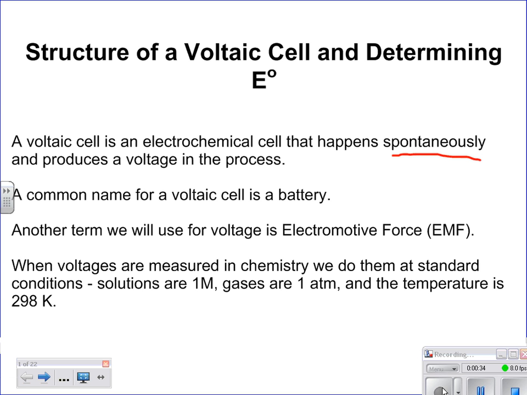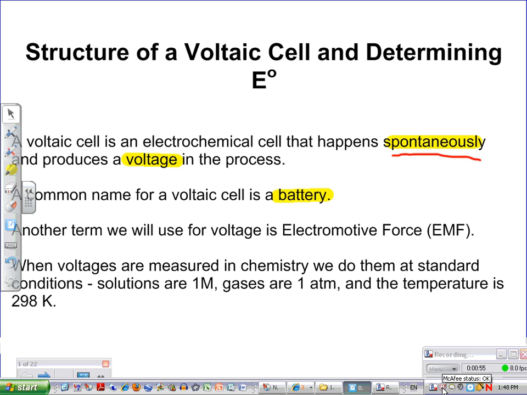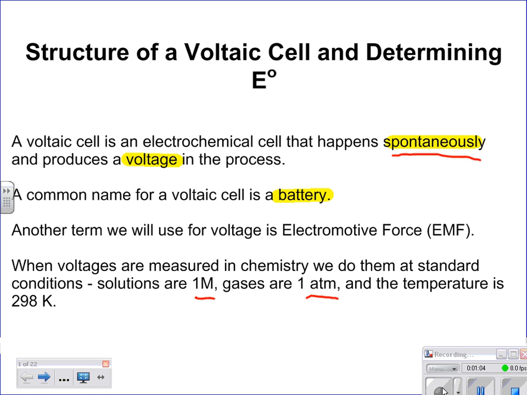And in the process, it's going to produce a voltage. So that's something that we see. We'll always know what the voltage is. And a common name for a voltaic cell is a battery. You should know that. We've already talked about electromotive forces, and we've also already talked about the fact that all of this happens at standard conditions. So you can look at the top of your reduction potential tables and see these standard conditions of 1 molar, 1 atmosphere, temperature of 298 Kelvin.